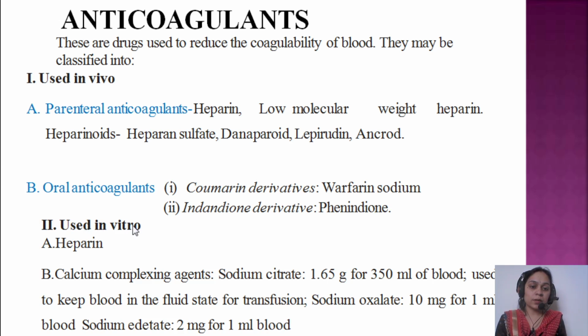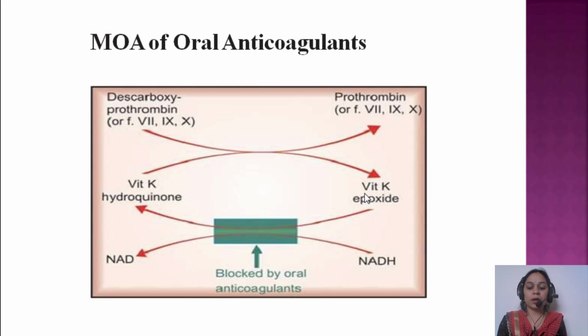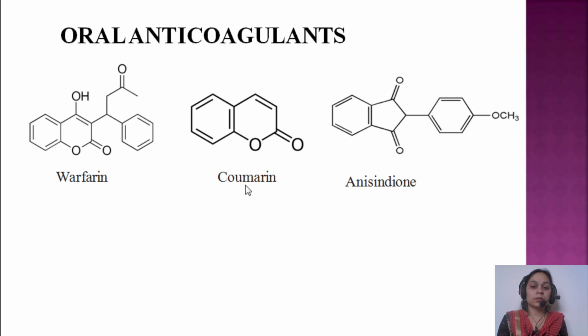Drugs used in vitro: first heparin and second one is calcium complexing agents: sodium citrate, sodium oxalate and sodium edetate. These are the structures of oral anticoagulants: warfarin, coumarin, and anisindione. Warfarin is also a coumarin derivative.